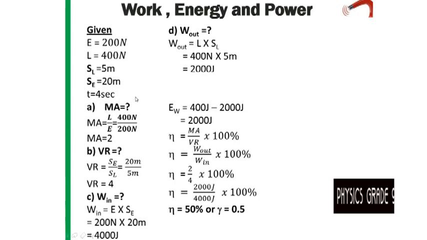So the first thing that we need to determine is the mechanical advantage. So how do we work out the mechanical advantage? Well, that's quite straightforward because by definition, the mechanical advantage is equal to the amount of load divided by the amount of effort. And in our example here, we have a load of 400 newtons and we have an effort of 200 newtons. Therefore, the mechanical advantage is equal to 2.